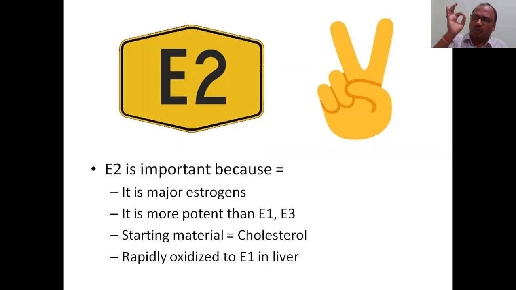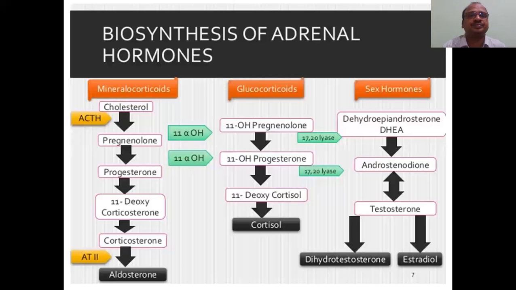E2, the more potent estrogen. It is the major one among all the estrogens, because reproductive organs are developed with this only. It is more potent than E1 and E3. The starting material for any estrogen is cholesterol. It is rapidly oxidized into E1 in the liver. That is also very important. In the liver only, it is converted into which estrogen? E1.